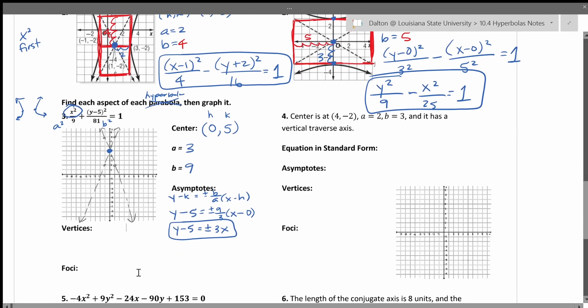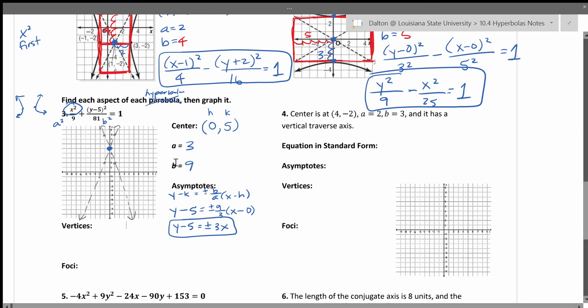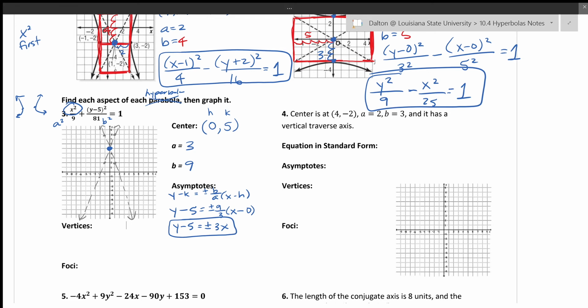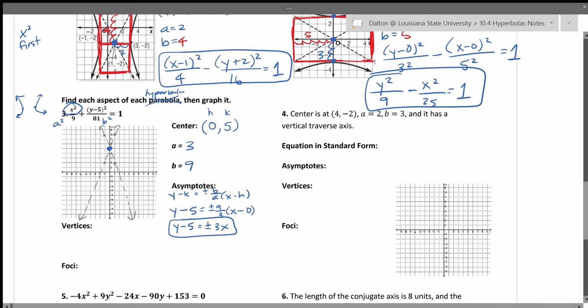Okay, to get the vertices, again, you can use the a's and the b's. We know that a is the distance from the center to the vertex. So if you have your center point here, we already know our curves are going to look like this. Then you could just count 3 to the right and 3 to the left, and bam, you have your vertices. Or if you prefer using the formula that we wrote on the front side of these notes, the vertices are given by h plus or minus a, comma k.